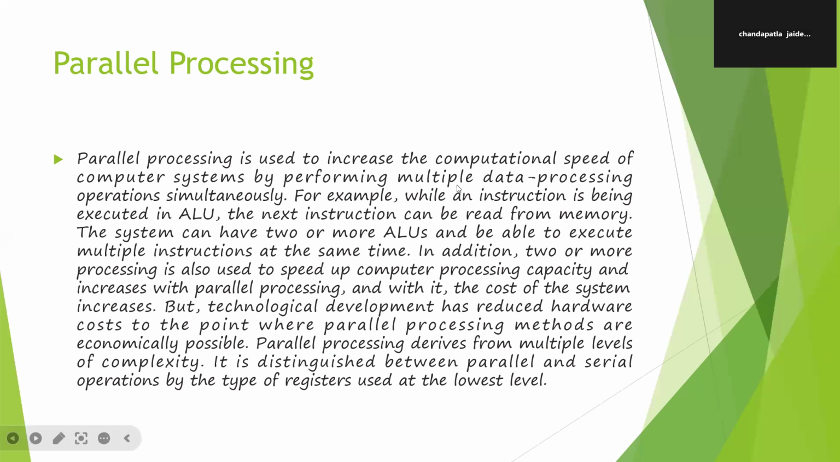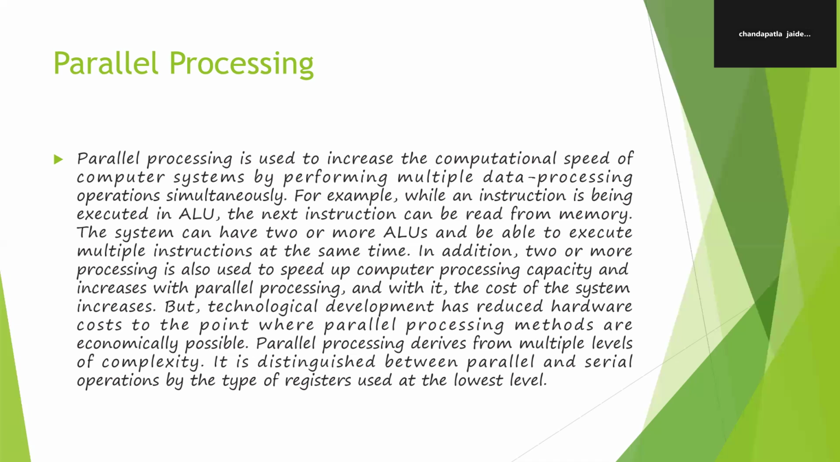Parallel processing derives from multiple levels of complexity. When parallel processing is implemented to its fullest extent, the cost of the hardware also increases. But by the advancement in technologies, the cost of the hardware for the implementation of parallel processing has been reduced. As a result, parallel processing is now not as costly as it was before, and it is distinguished between parallel and serial operations by the type of registers used at the lowest level.